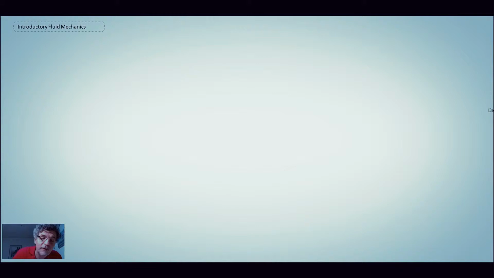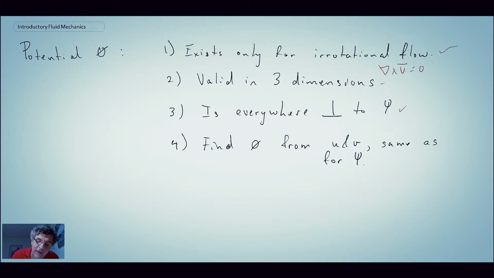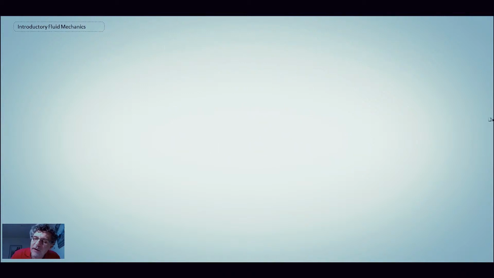We also looked at velocity potential, and that was phi. So when we look at the velocity potential, we found that it existed only for irrotational flow, being del cross v equals 0. We found that it was valid in 3 dimensions. We also showed that it was perpendicular to the stream function. And the way that we determined the velocity potential, we got that from an analytic relationship of u and v, and the same technique as we used for solving for the stream function. So those are the stream function, streamlines, and velocity potential.